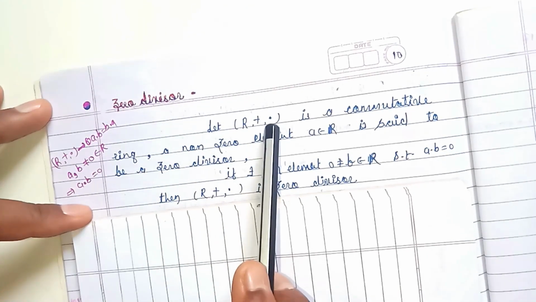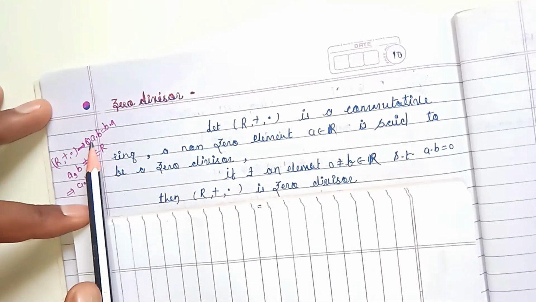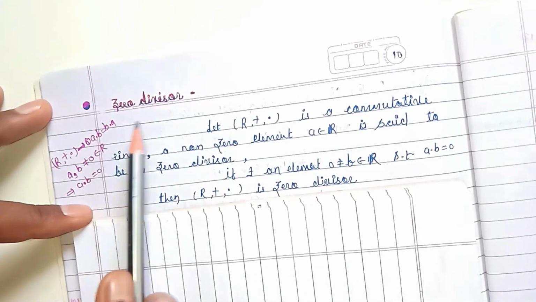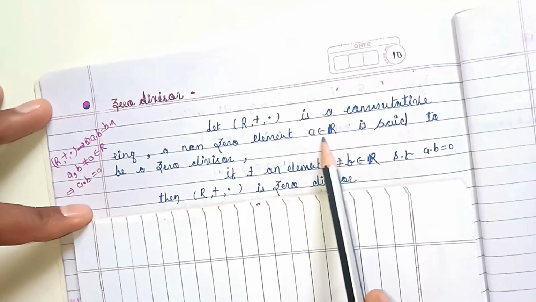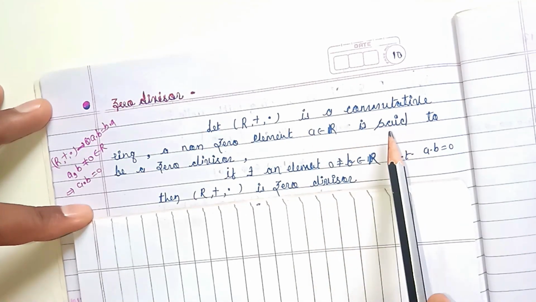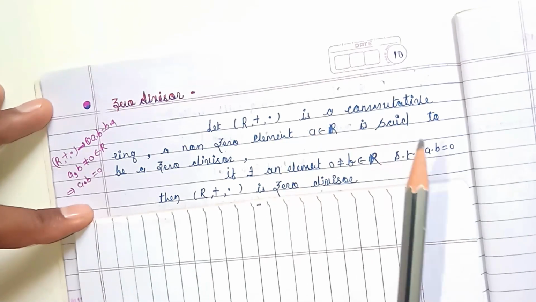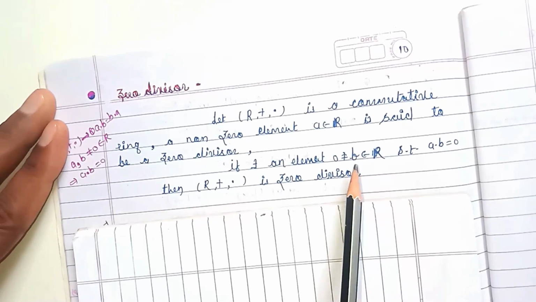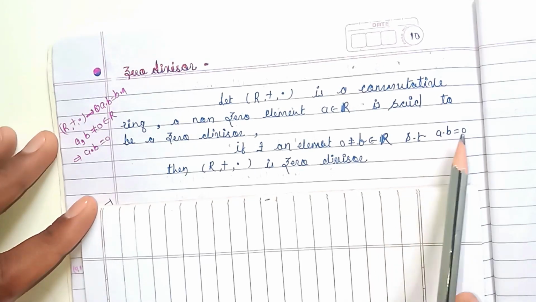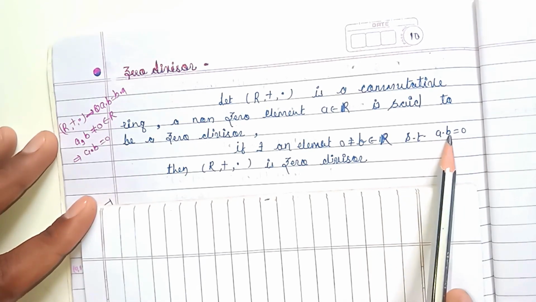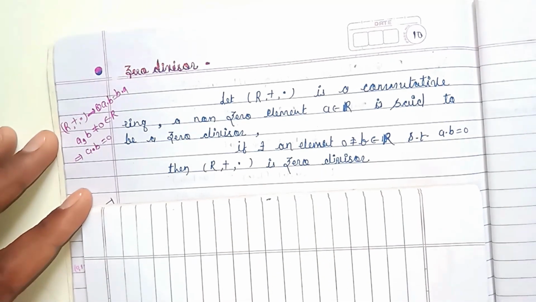Here we can see the definition. Let R under addition and dot be a commutative ring. Commutative ring means we need to satisfy A dot B equal to B dot A. This commutative property needs to hold for the zero divisor, and a non-zero element A belonging to R is said to be a zero divisor if inside that same ring we get another non-zero element B from the same ring, such that if we multiply these two elements we get their product 0. Then we say that R under addition and dot has a zero divisor.